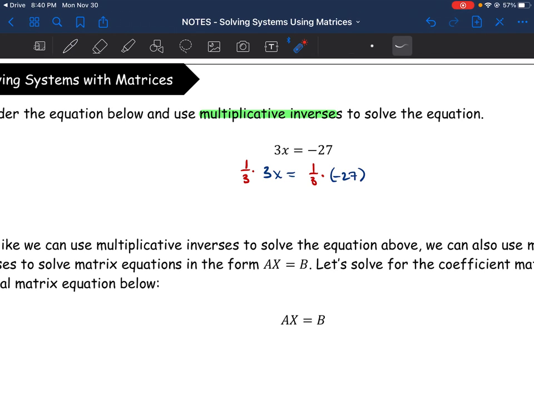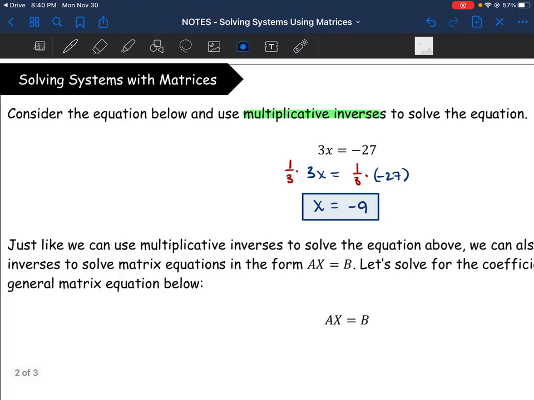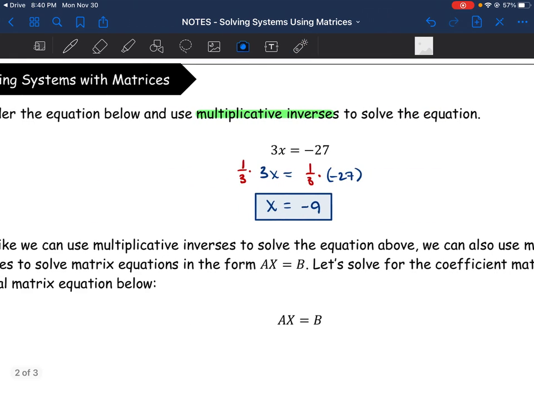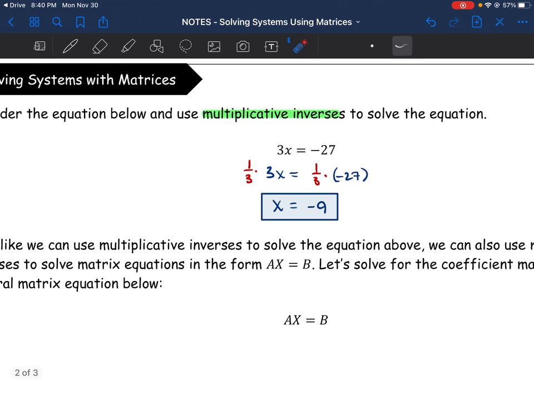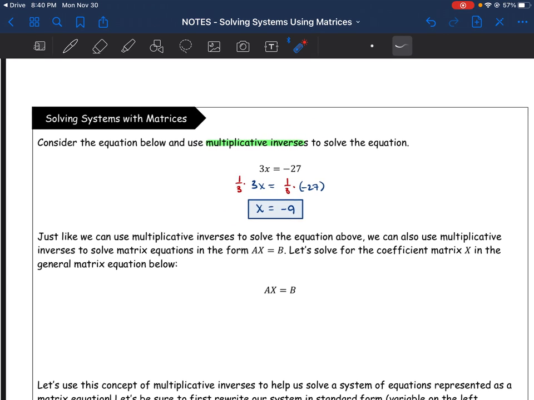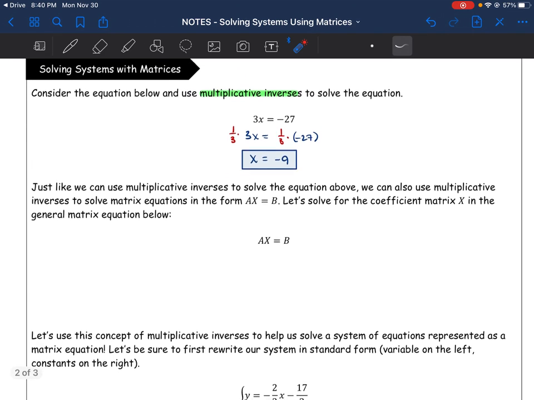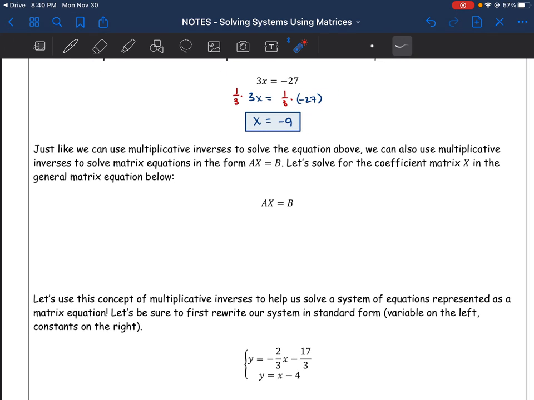Notice that on the left side of the equation, 1/3 times 3 gives me a 1. We're left with just x equals, and then 1/3 times -27 would be -9. So using the multiplicative inverse of 3, we're very easily able to calculate what x should be. The same logic is going to hold true for solving matrix equations. So let's take a look right here.